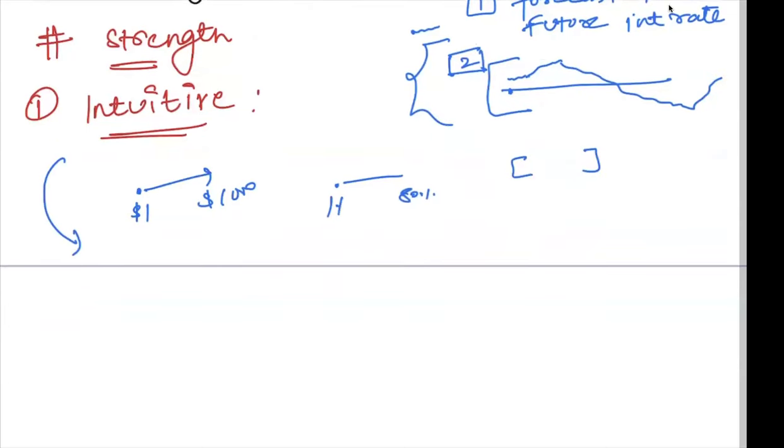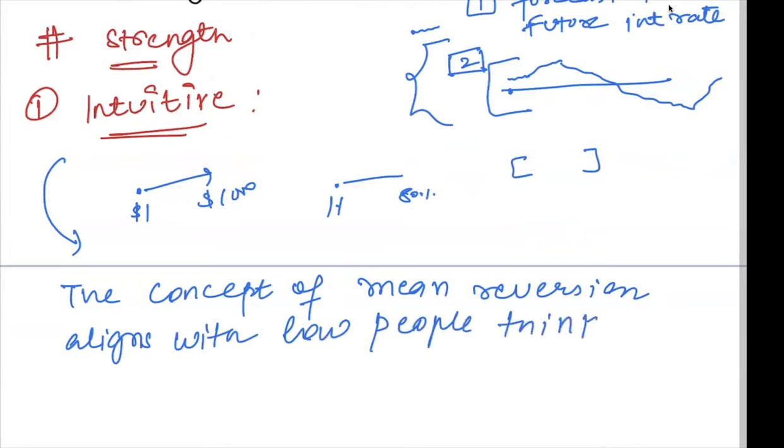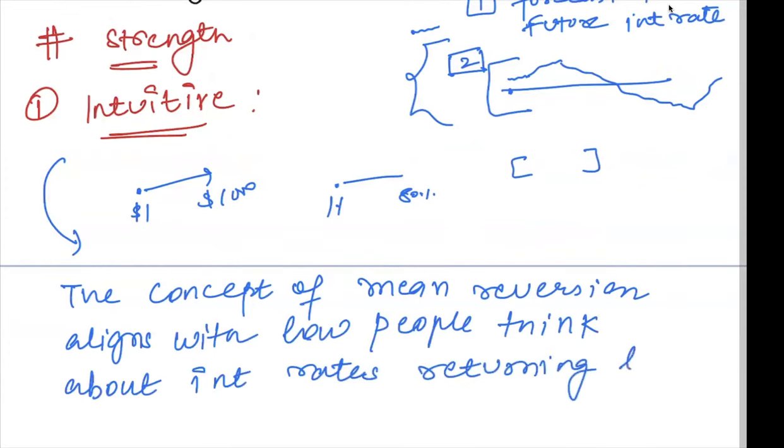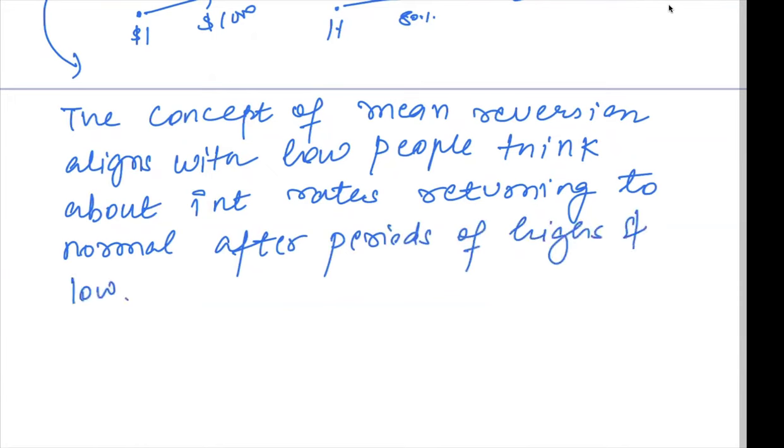Okay, so why is it intuitive? Because the concept of mean reversion aligns with how people think about interest rates returning to normal after periods of highs and lows. So this is the first point, that what this model is saying makes intuitive sense.